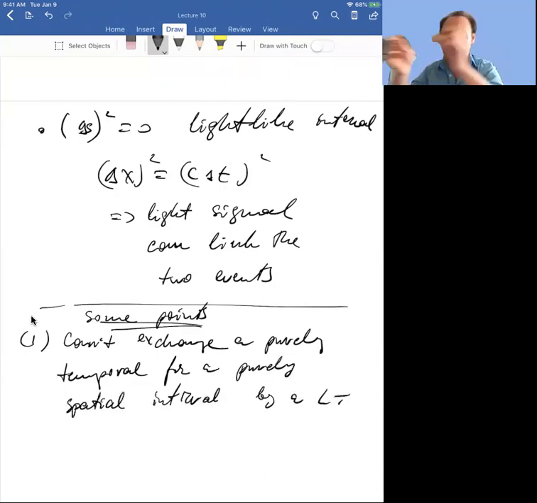You cannot jump into different frames. So in one frame, the pair of events are separated only by time, but in another frame, they are separated only by space.